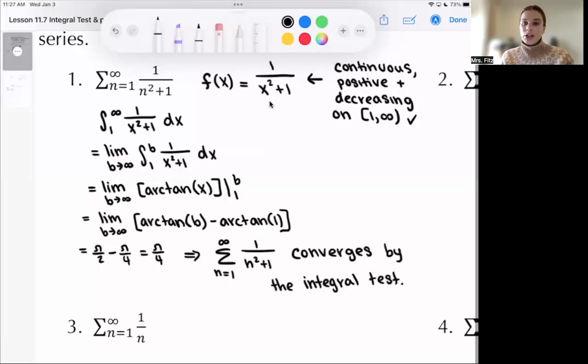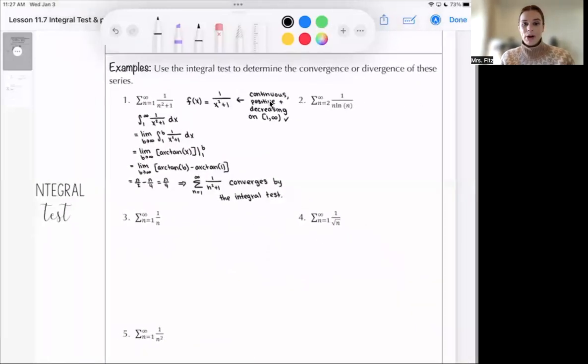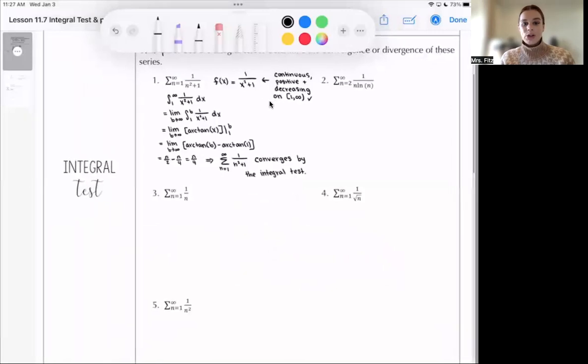Okay, so now's a good point in time to go ahead and pause the video and try numbers 2 through 5, and then you can unpause and go through them with me.